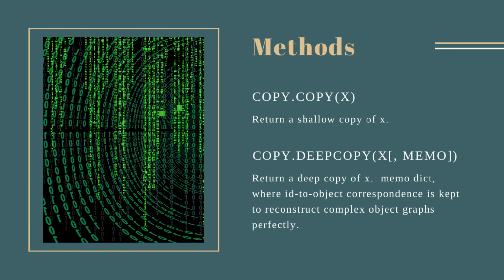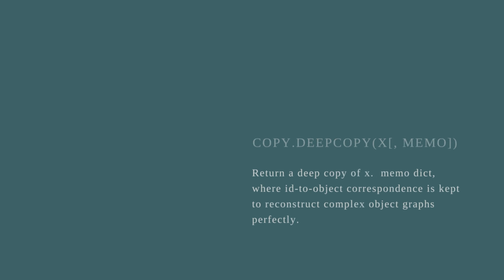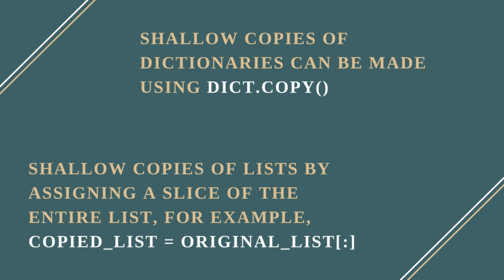The module has two methods: copy, which returns a shallow copy of the passed argument, and deepcopy, which returns a deep copy of an argument. Memo is a dict, where id-to-object correspondence is kept to reconstruct complex object graphs perfectly. Shallow copies of dictionaries can be made using the dictionary copy method, and shallow copies of lists by assigning a slice of the entire list, as in the example.